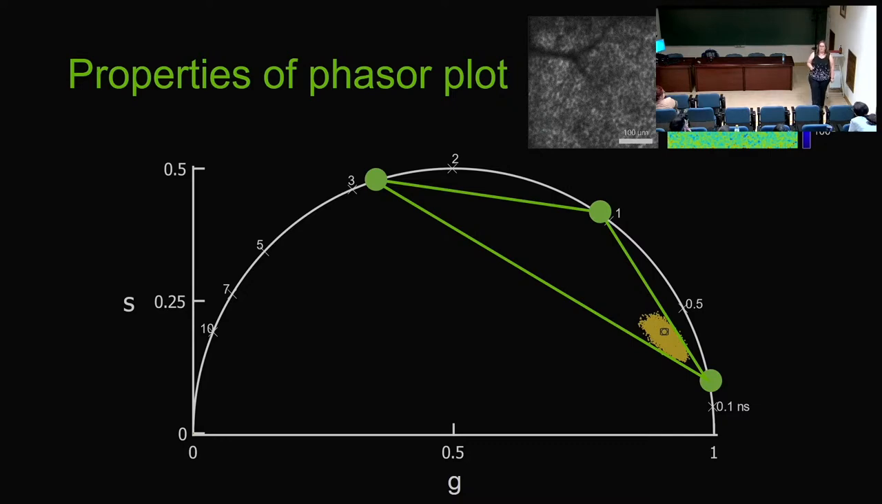And so what's nice about moving into phasor space is there are no assumptions about the number of exponentials or the number of fits or the number of components that you need to consider. What we can look at is where our clusters are relative to known fluorophores, and I'll talk about that in a little more detail as we move forward.